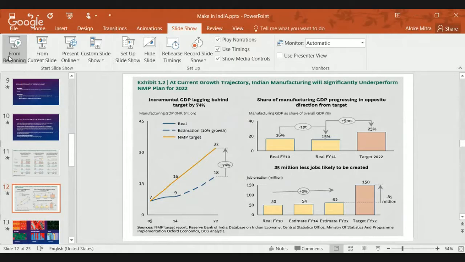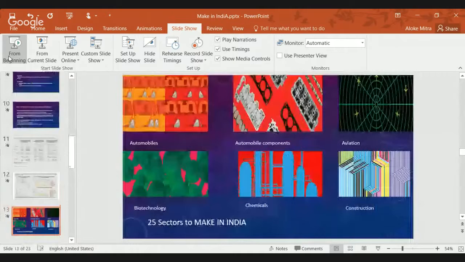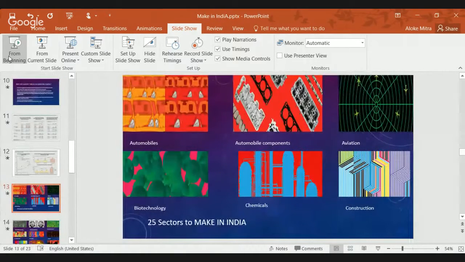So the government's project of Make in India has identified 25 sectors where more FDI will be invited. Let's look at these sectors now.